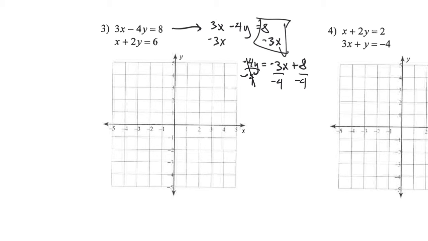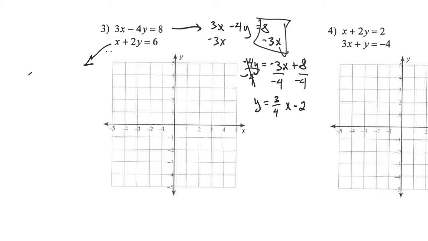And that's going to cancel those. It leaves the y by itself. And I have 3/4x, the double negative becomes positive. And then 8 divided by negative 4 is going to be negative 2. So there I got that one solved for y.